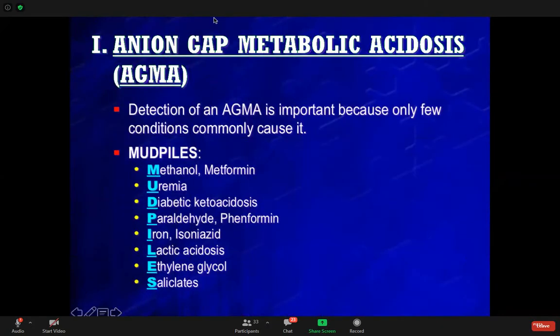So it's important to know if it's an anion gap metabolic acidosis because there are a few conditions that commonly cause this, and we memorize them with the mnemonic MUDPILES. M stands for methanol and metformin, U is for uremia, D is for diabetic ketoacidosis, P is for paraldehyde, I for iron and isoniazid, L for lactic acidosis, E for ethylene glycol, and S for salicylate or aspirin.